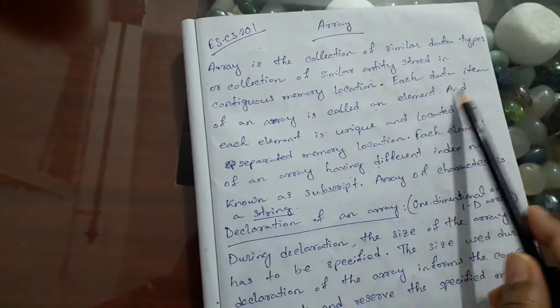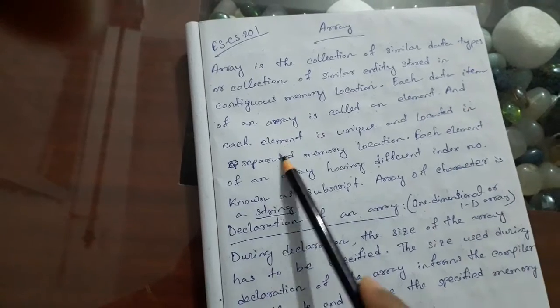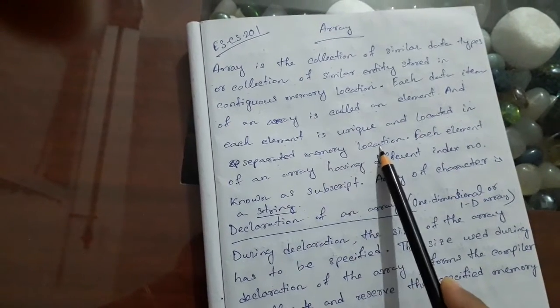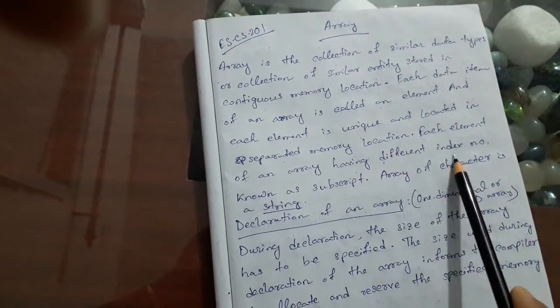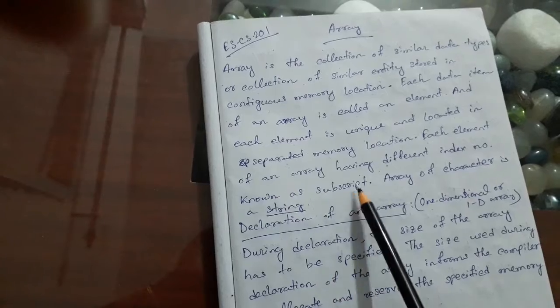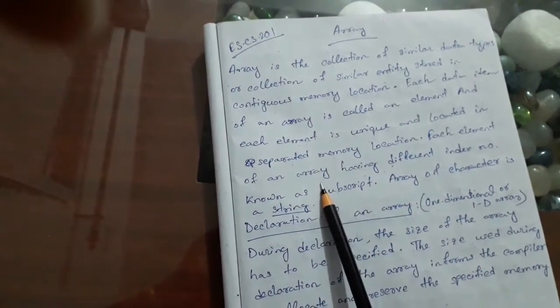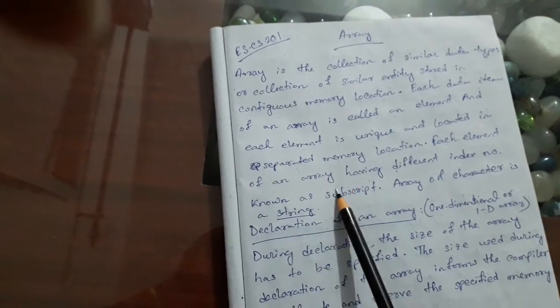Now each data item of an array is called an element, and each element is unique and located in a separate memory location. Each element of the array has a different index number, known as a subscript. Okay, that is the whole definition of the array.